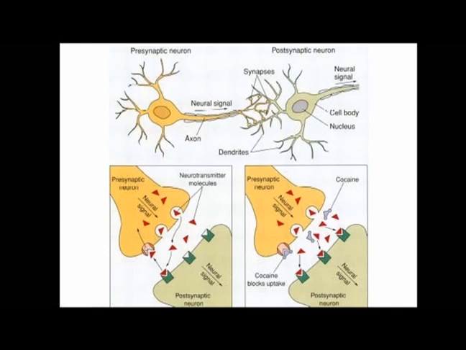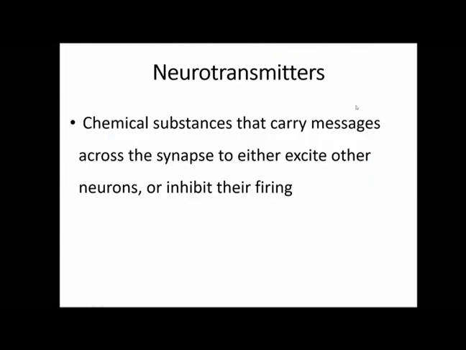So they're sending this signal by way of chemical messengers. And these chemicals are called neurotransmitters. We can talk about the specifics of how these neurotransmitters work. Our official definition is that a neurotransmitter is a chemical substance that carries a message across a synapse. These neurotransmitters will either excite other neurons, and by excite, I mean trigger that next neuron to fire, so it can cause a new action potential in the next neuron, or they can inhibit their firing. So you could prevent the next neuron from firing. We'll see some examples of this in just a few slides.